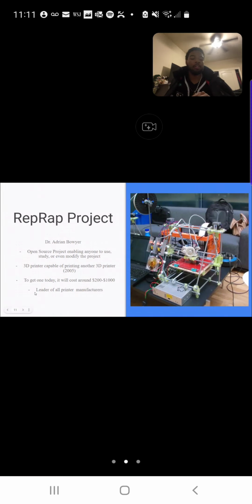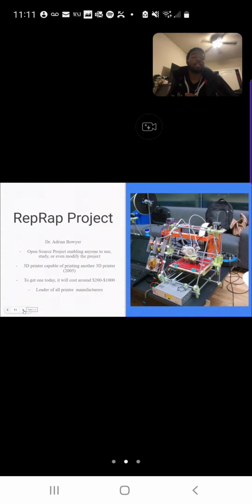Cool. So now we have the RepRap project. With this, we have Dr. Adrian Bauer. He was the founder of this. And in 2001, he had two machines, two 3D printers to be specific. One was a $50,000 printer, and the other one was a $300,000 printer. And with this, he was hoping to accomplish the miracle of creating another 3D printer. And finally, in 2005, he was able to do so.